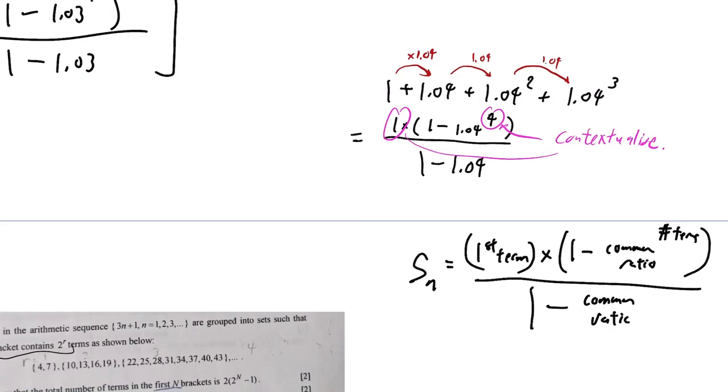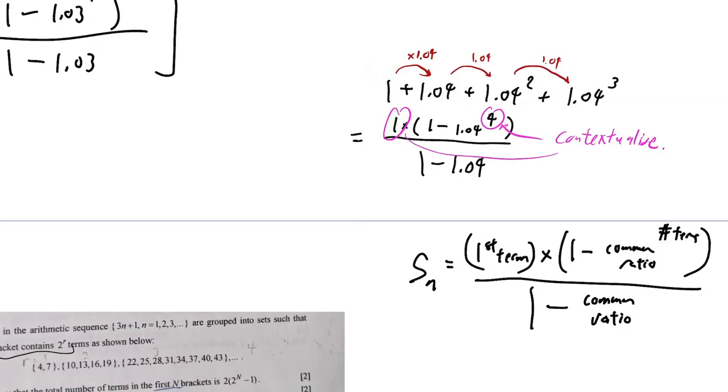Why do I force myself to memorize the English phrase? Because it reminds me that I cannot just blindly see 1.04 and put 1.04, or see power 3 and put power 3. I need to count the number of terms: 1, 2, 3, 4, not 3. First term, just look, number 1 there.